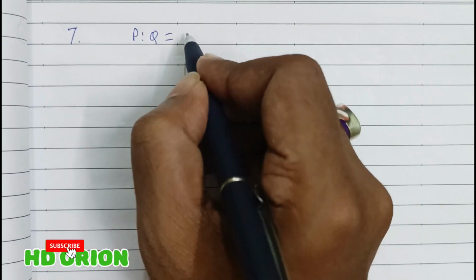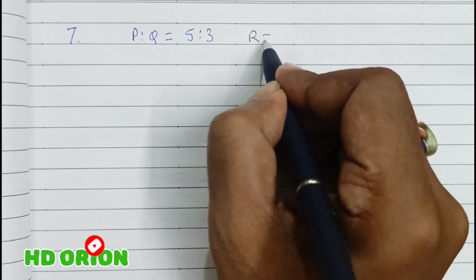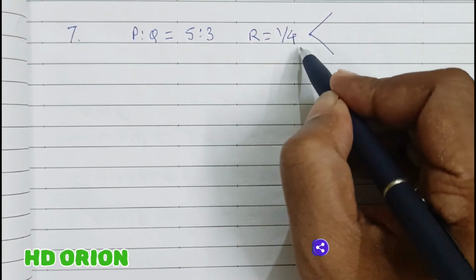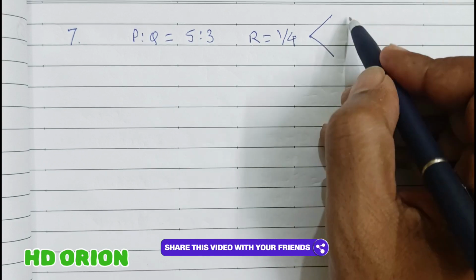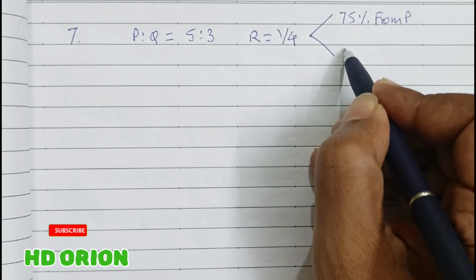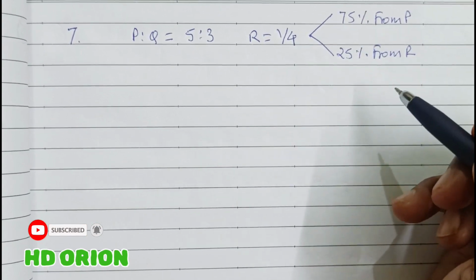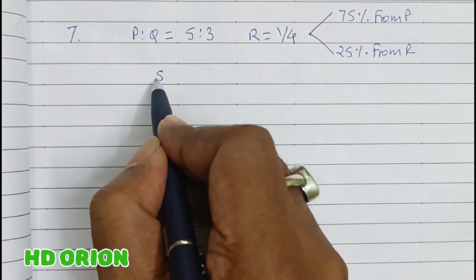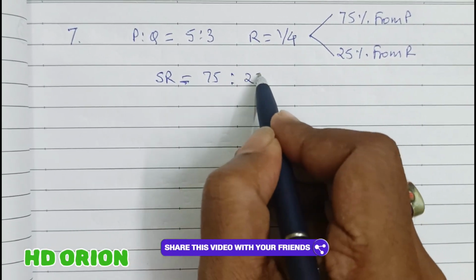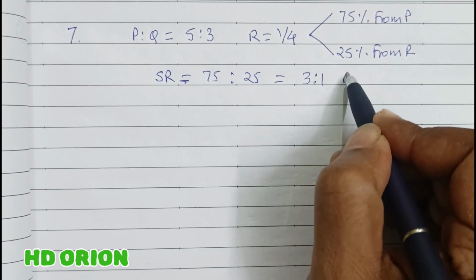P:Q is equal to 5:3. And R is the new partner for 1/4 share in the profits. Now, this 1/4 share which the new partner is getting, he will get 75% from P and the remaining 25% from Q. So this is our sacrificing ratio. Fine. What is our sacrificing ratio? It is 75% to 25%. So when you reduce it, you get 3:1. It is very, very simple to calculate.